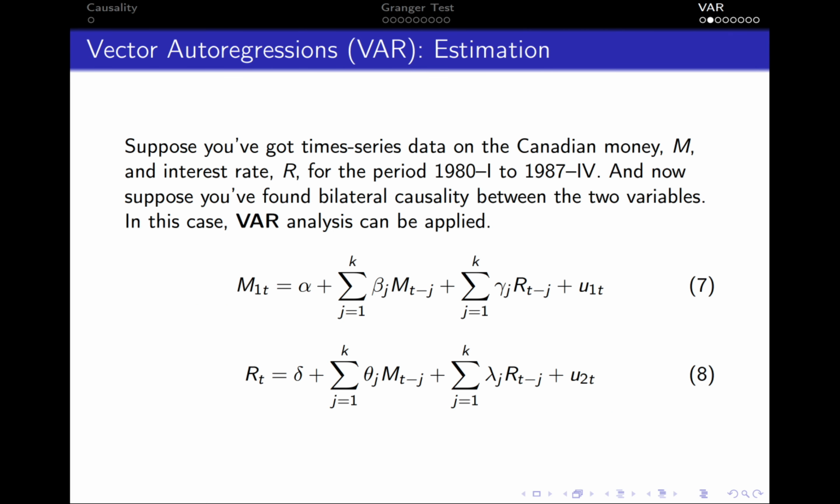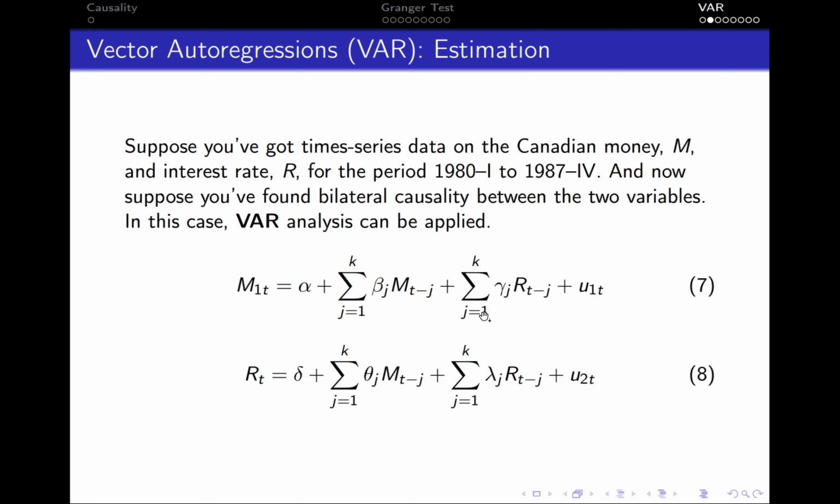And to analyze vector autoregression, let's consider an example. Suppose you've got time series data on the Canadian money supply, M, and interest rate, R, for the period from the first quarter of 1980 till the fourth quarter of 1987. And now suppose you have found bilateral causality between the two variables using the Granger test. In this case, we can apply the vector autoregression analysis.